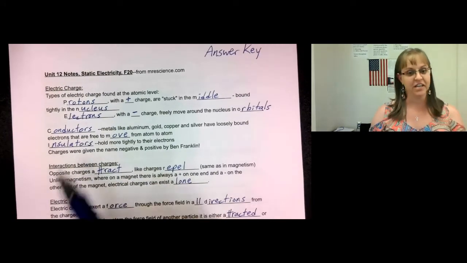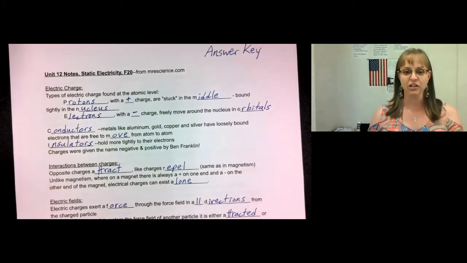If a substance is a conductor, it's a metal like aluminum, gold, silver, or copper that has loosely bound electrons that are free to move from atom to atom. An insulator holds more tightly to its electrons and does not let them move about. Therefore, they do not conduct electricity.